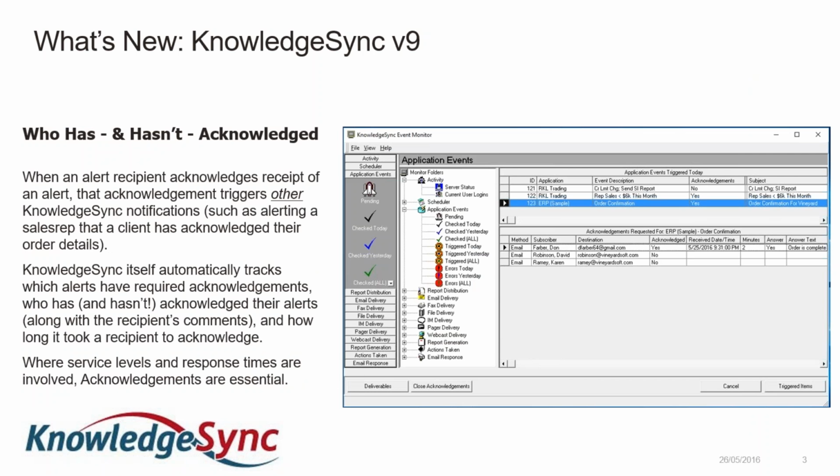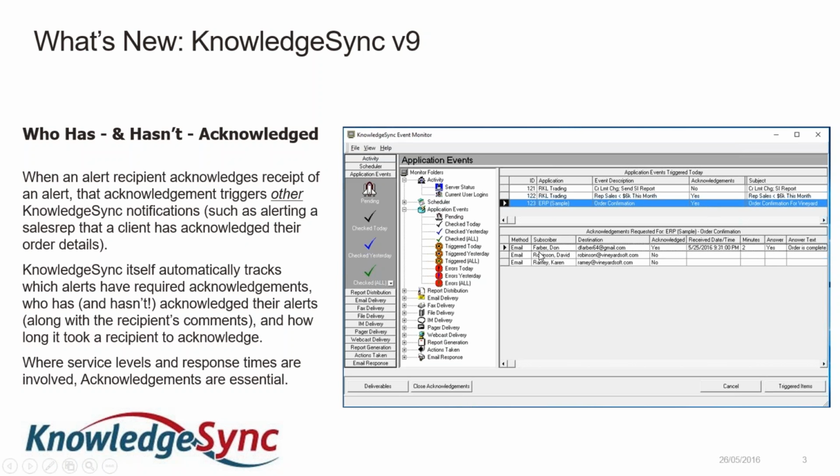So once again, looking at the illustration on the right-hand side of the current slide, we can see that 3 events have been triggered today, the third of which, highlighted in blue, is my order confirmation event. This event did include alerts requesting acknowledgements. If we look down at the lower part of this window, we can see that 3 email alert messages were sent out, each of which requested an acknowledgement.